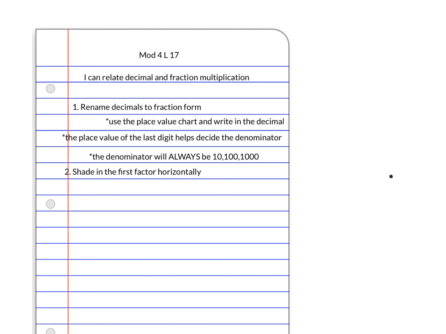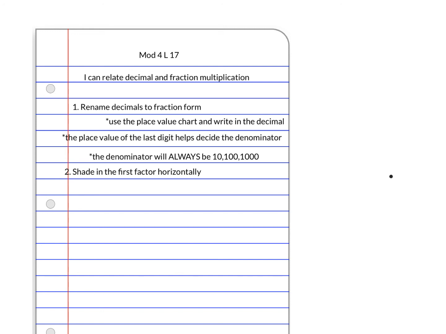So now we're ready to actually solve. Let's look at our example. I can move on to step 2. Pause the video to write down step 2. We are going to shade the first factor horizontally in that grid. Write it down, then press play.